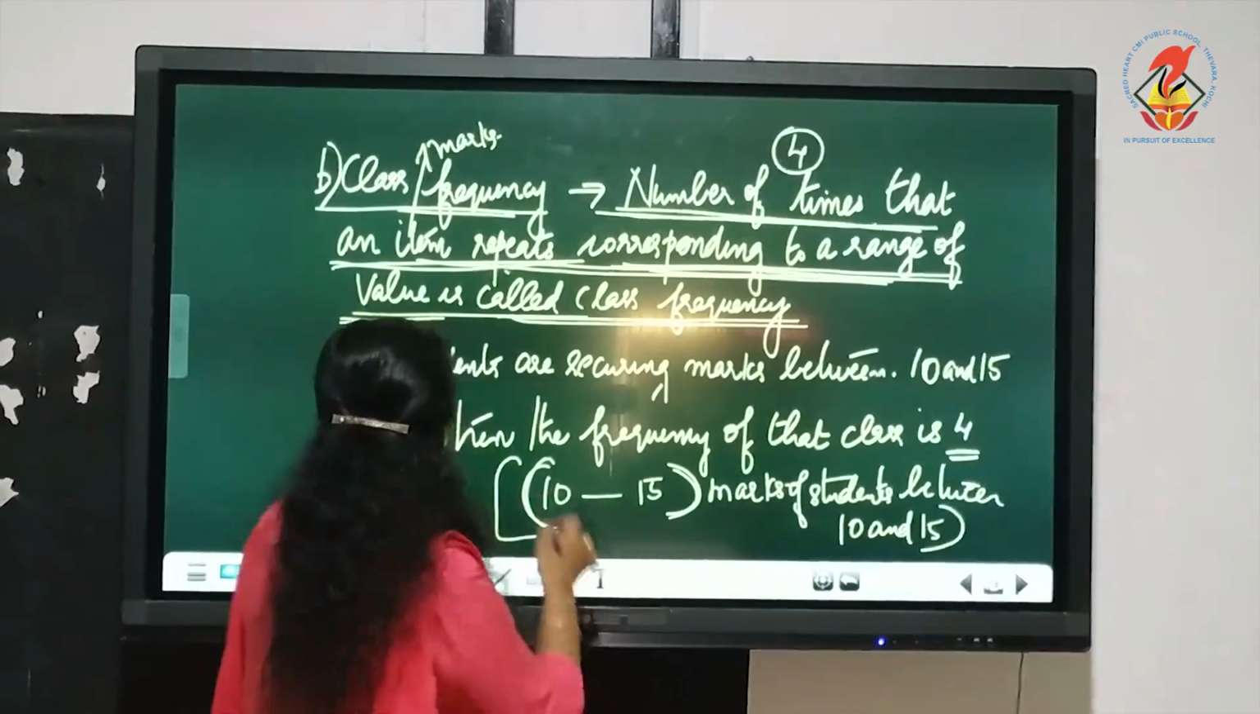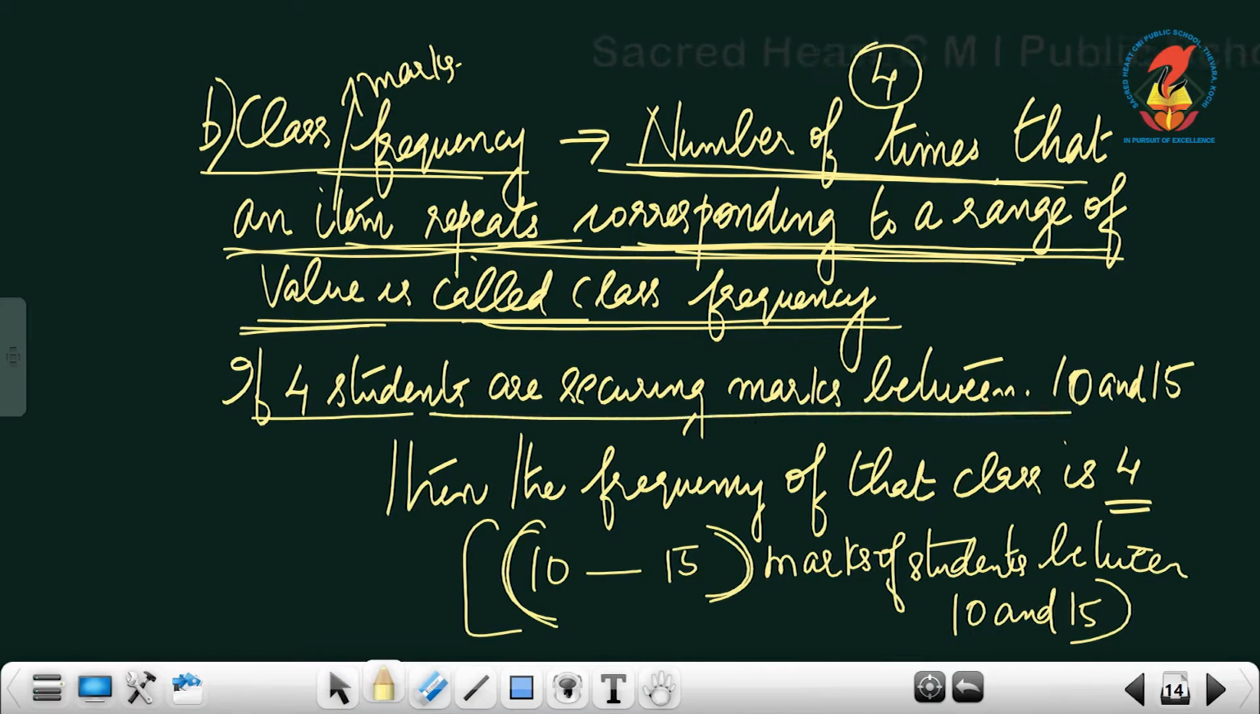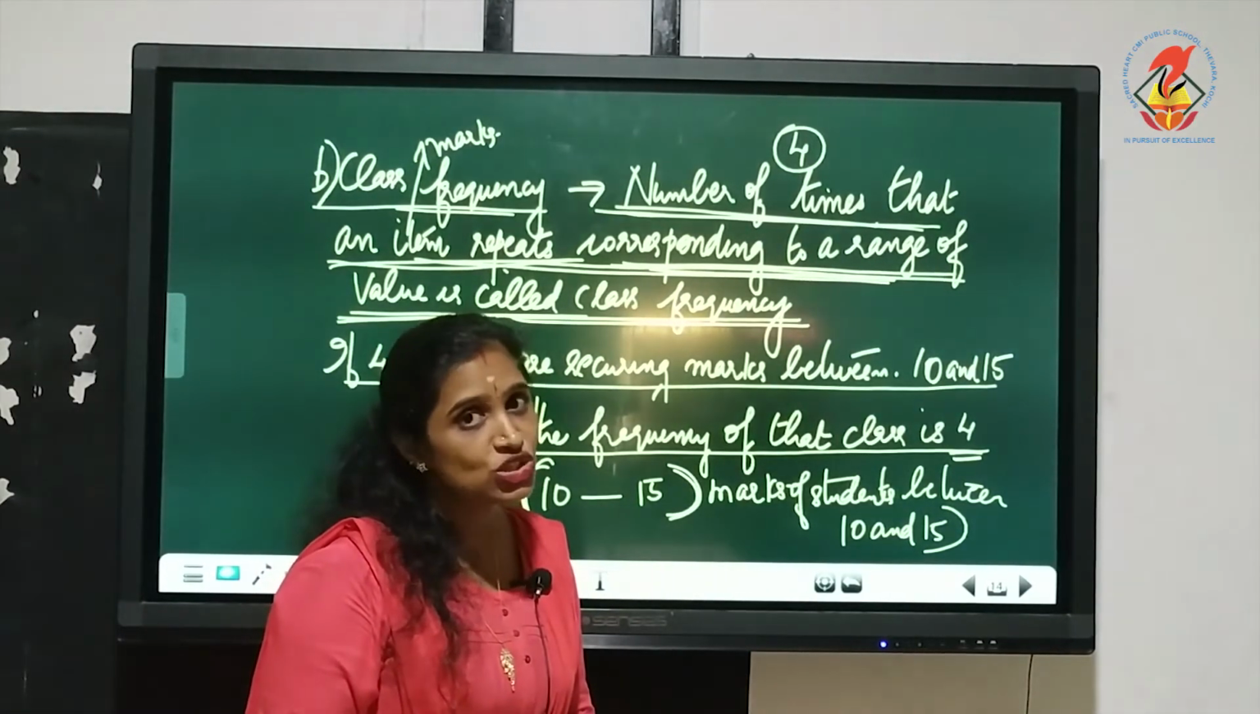So here I have written, if 4 students are securing marks between 10 and 15, then the frequency of that class is 4. That is known as class frequency, range of values.